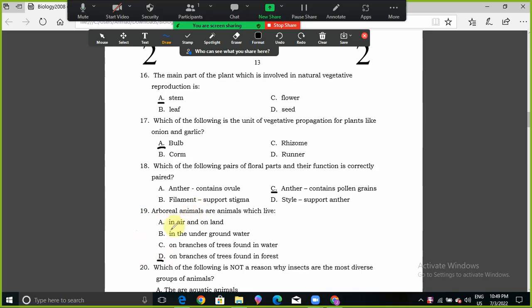Why can't we choose B? Because it's the underground water. It is aquatic.